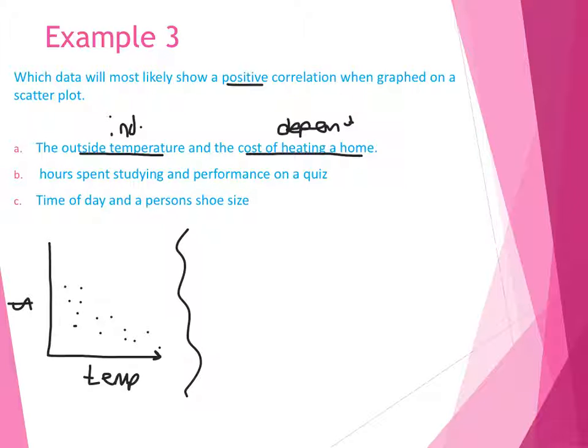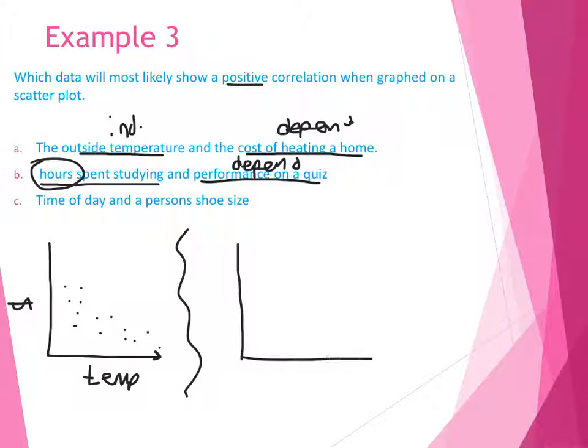In the second example, we have the hours spent studying and your performance on a quiz. Again, which one's independent, which one's dependent? So in here, your performance, how you do, is going to depend upon how much you study. In fact, most of the time when you see time elements like hours, minutes, seconds, that's always going to be your independent variable, and it's always going to be on the x-axis. And when you think about it, it's common sense, right? The more hours you spend studying, the better you should do on a test.